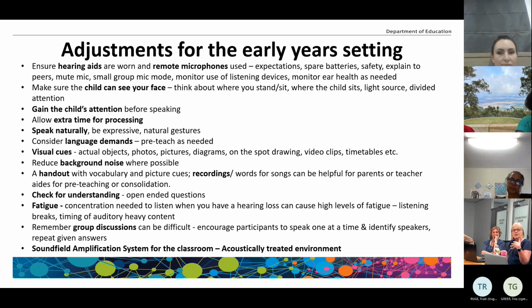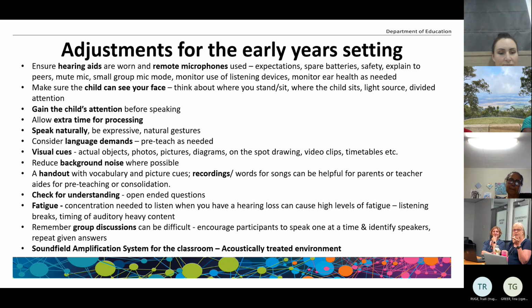Of course, making sure that the child can see your face, that's very important. So in respect of that, you need to think about where you stand or sit, where they sit, how close they are to other noise, where the light source is, so that you've got a nice light on your face so that they can see you. It's not behind you so that you have a halo and they can't see your face.